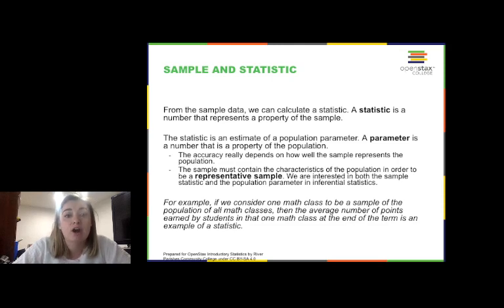The accuracy of our data really depends on how well we sample the population and how well that sample represents the population. The sample must contain the characteristics of the population in order to be a representative sample. We are interested in both the sample statistic and the population parameter in inferential statistics. I left you a little example here in italics. If we consider one math class to be a sample of the population of all math classes, then the average number of points earned by a student in that one math class at the end of the term is an example of a statistic.